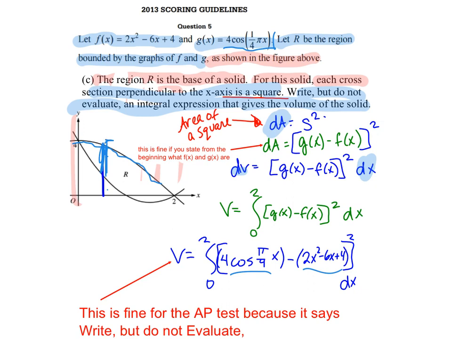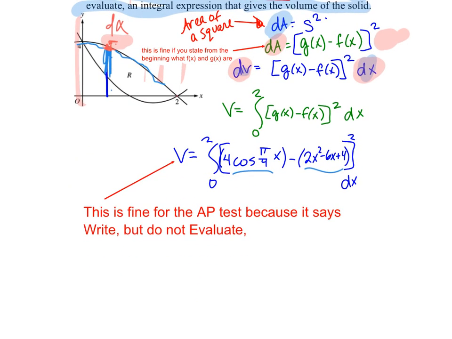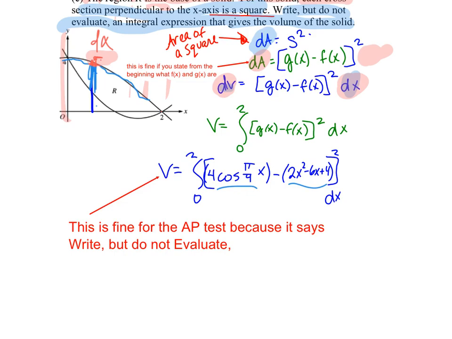When you introduce some thickness to it by adding a dx, without dx it's just dA, there's no dx, see? You attach a dx to that, dV, because you're taking an area and multiplying by thickness. This is dx right there. You're adding some thickness to it. And then we integrate it from 0 to 2, because that's where they intersect. Alright, so boom, and this is fine for the AP test because it says write but do not evaluate. Nice. So that's all we have to do.